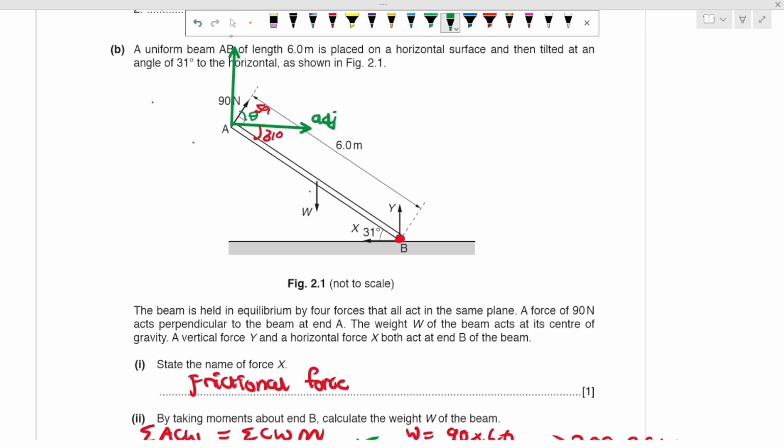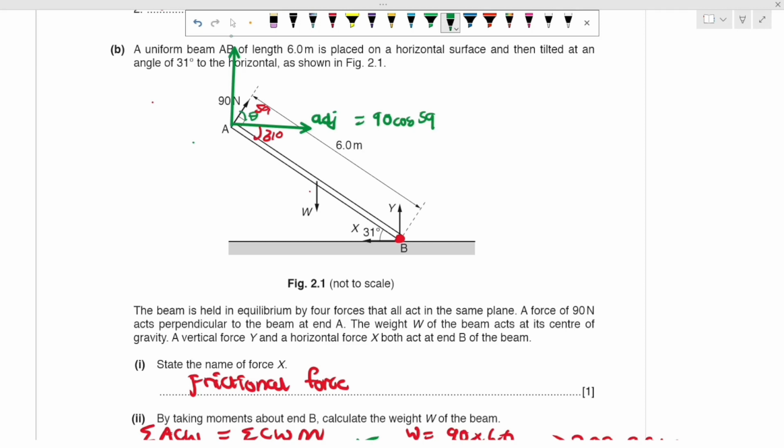Here I have 90, this is the adjacent, this is 59 degrees. So I'm going to have my adjacent being 90 cos 59. Again, I repeat, I first had this 90 and I'm resolving it into two directions. One direction is here, one direction is here. And I want to find this angle theta that this 90 makes with the horizontal.